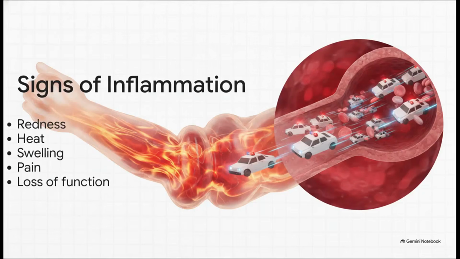Following tissue death or injury, the body obviously has to respond. Enter acute inflammation. Imagine neutrophils, which are your frontline white blood cells, sprinting through your blood vessels in a high-speed police chase to reach the site of injury. When they finally arrive, they trigger the 5 cardinal signs of inflammation in the tissue. We're talking redness, heat, swelling, pain, and loss of function.